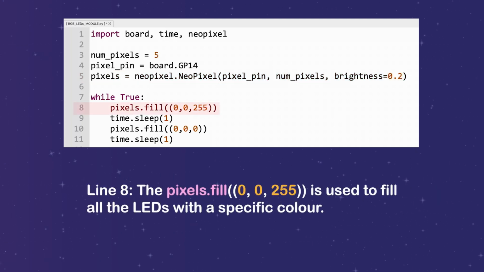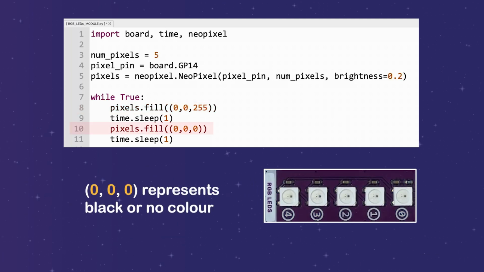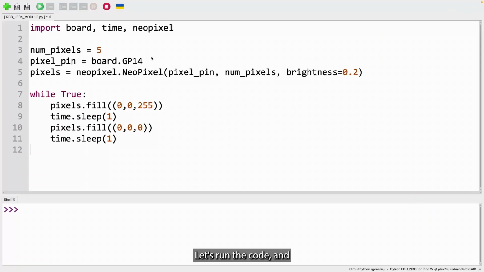Line 8. The pixels.fill is used to fill all the LEDs with a specific color. In this case, the numbers 0, 0, 155 represent full blue, and the numbers 0, 0, 0 represent black or no color. Let's run the code and try this program together.